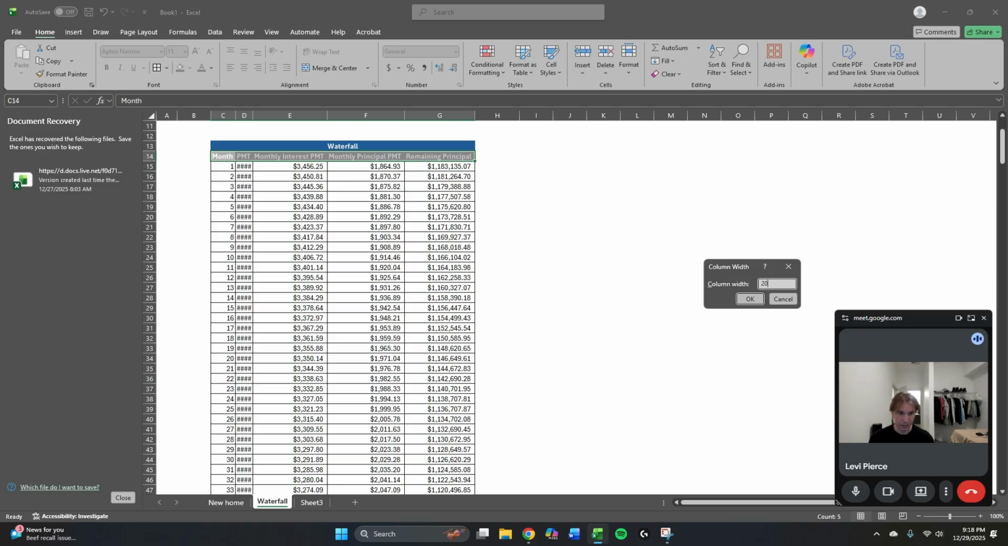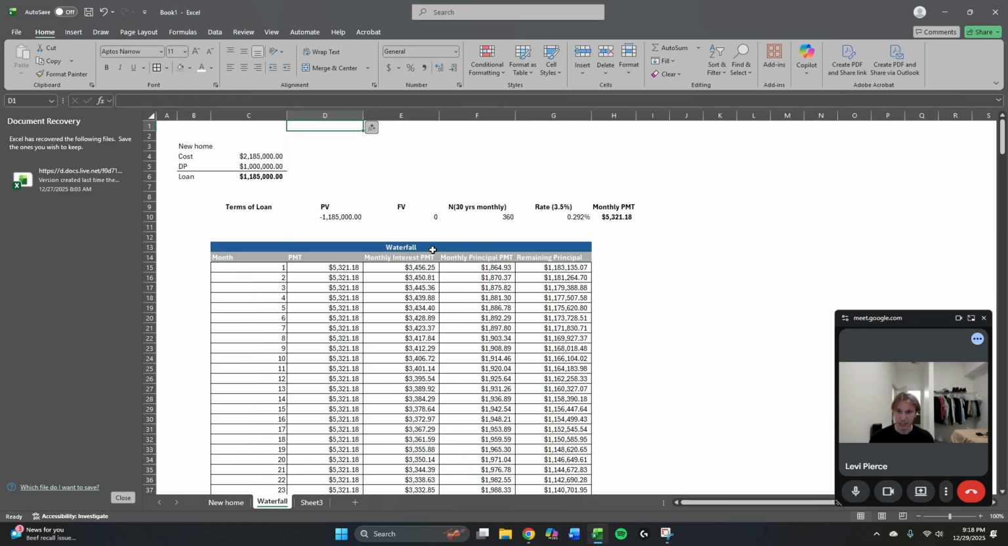Let's make this bigger, like 20. So now we have our waterfall. As you can see, we have the terms of the loan, and we have the waterfall. So this way, every single month, if you were just curious how much you're paying off in interest, how much is remaining on the balance of the loan, this is how you build an amortization schedule.